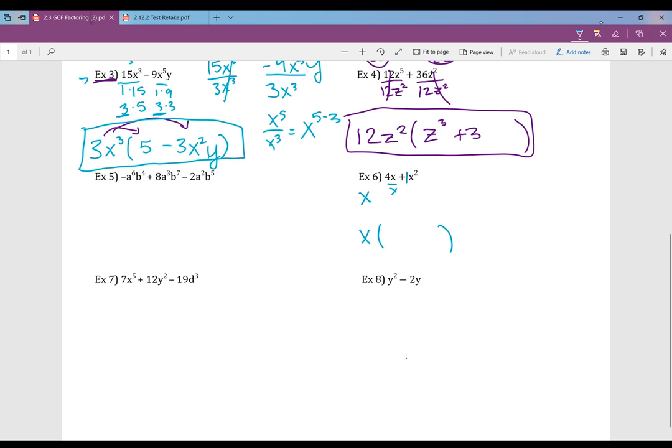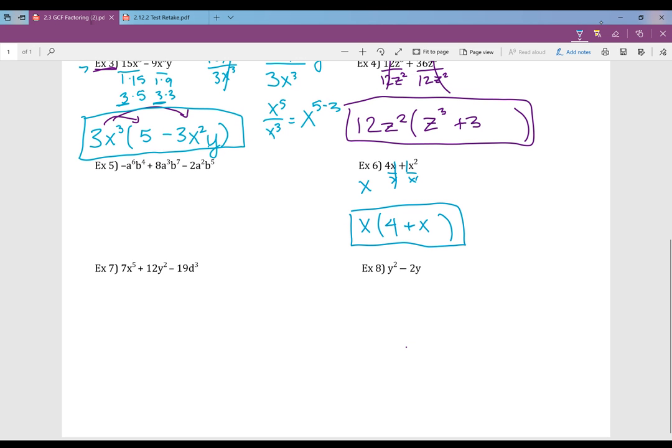Well, we're going to divide the x out. 4x divided by x, your x's cancel to be 1, so you just get 4. And then x squared divided by x, again, we're subtracting, so we do 2 minus 1 gives us x. So our factored form for example 6 is x times 4 plus x.